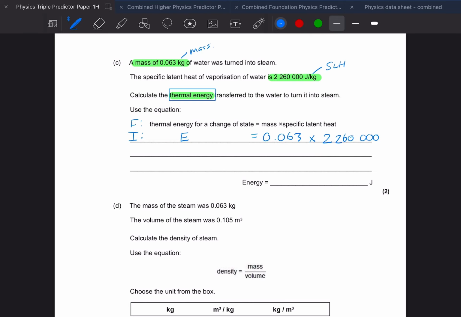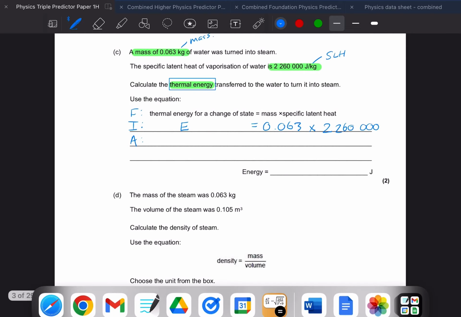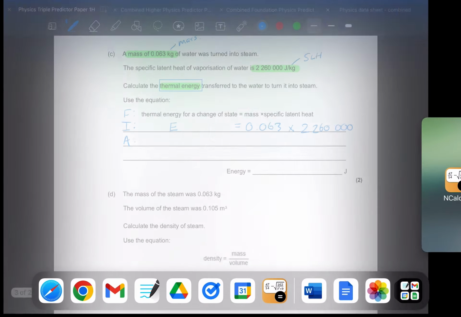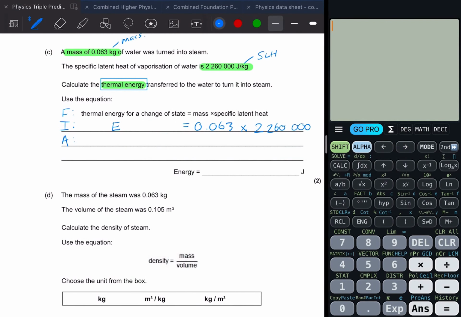We do not need to do any fine-tuning of it. It's ready to be calculated, so we're just going to straight away go and answer it, so we don't need the F of the FIFA. So let's do that. Let's grab a calculator and figure that out. So always make sure you've got a scientific calculator to hand.